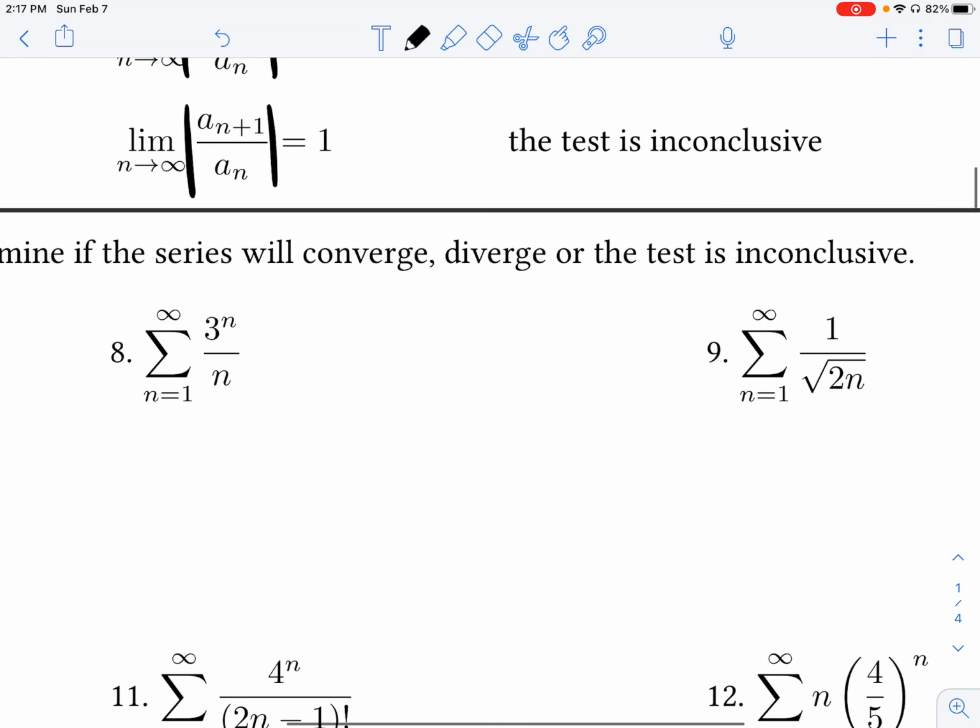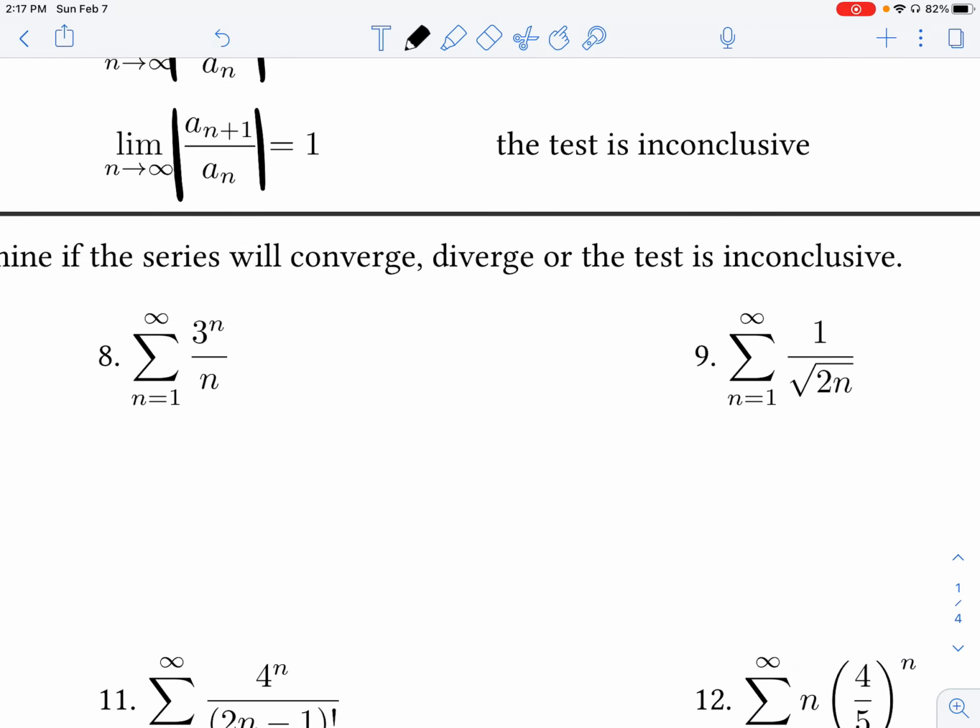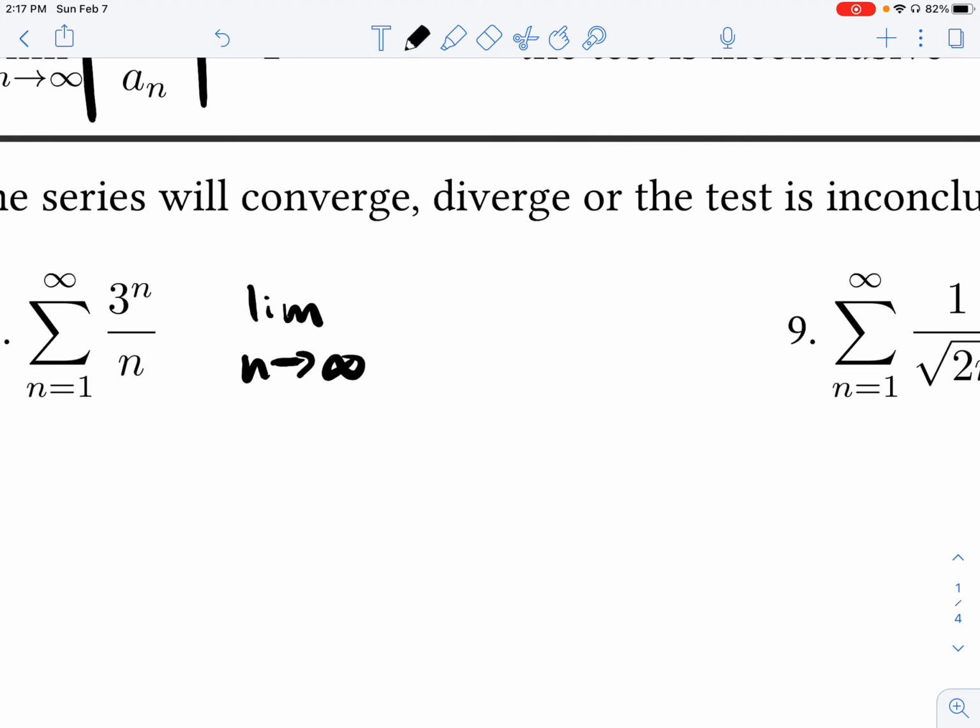So let's try number 8 now. So again, we're going to look at the ratio between terms here. So we're going to write this as the limit as n approaches infinity. And in fact, let me actually move this up here because I have a feeling we're going to need a little bit of space. So the limit as n approaches infinity of the absolute value of the ratio of 3 to the n plus 1 power. So I'm writing out my next term, 3 to the n plus 1 power over n plus 1.